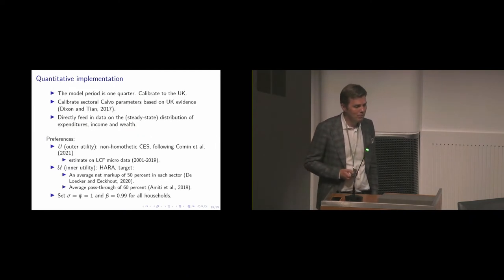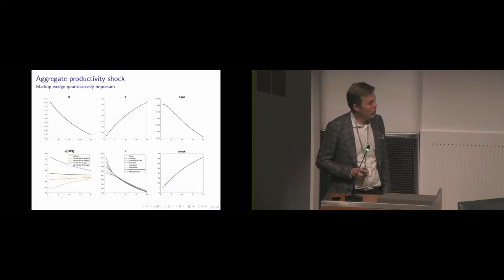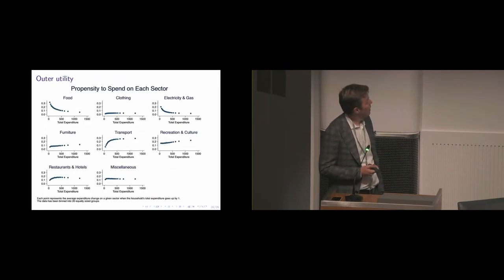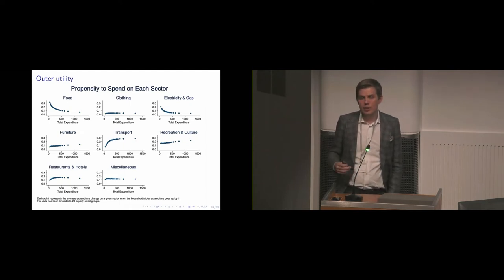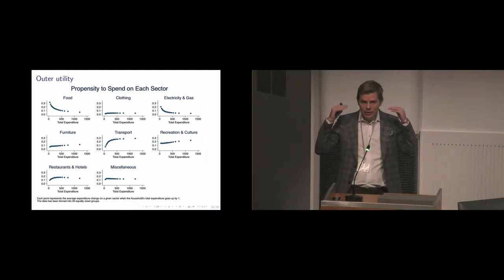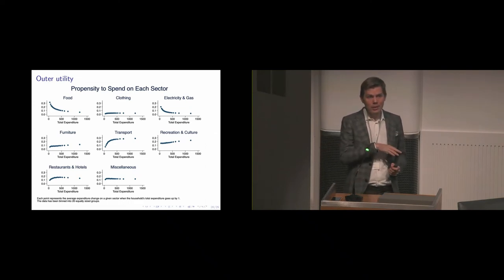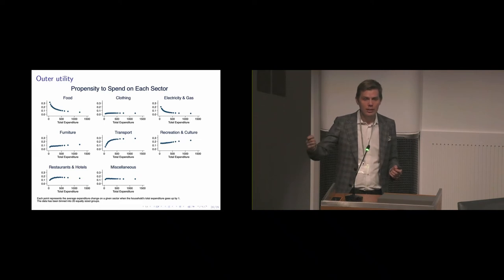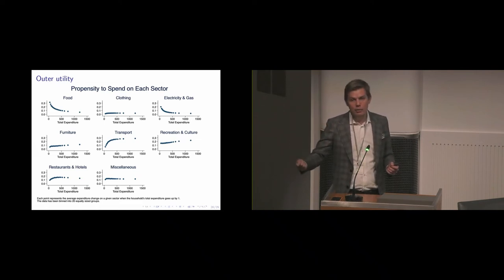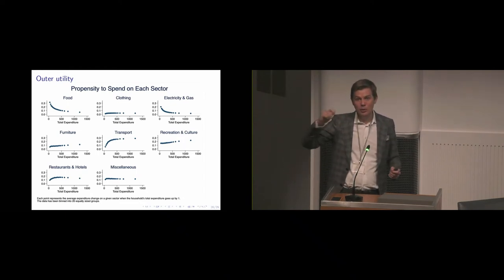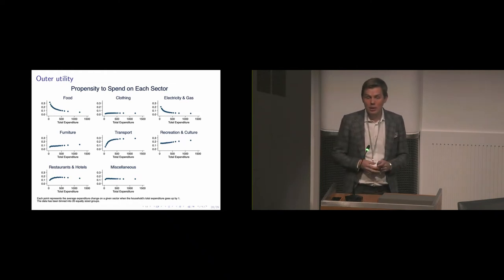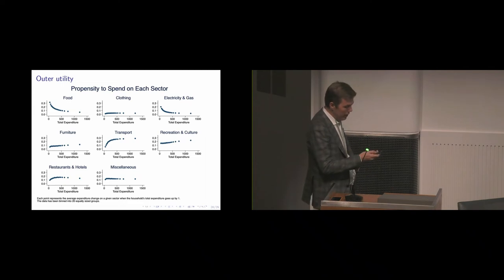Okay, so we apply the model to the UK. These are the estimated preferences, so we have basically fit Engel curves into the model. We do that using microdata on consumption expenditures. And in fact, one nice aspect of this model is that we can directly feed the distribution of consumption expenditures into the model. So say if our survey has a single mother in Blackpool who happens to have a large poorly insulated house but spends a lot on energy, we can actually just simulate the effect of a monetary policy shock on that particular person. We can directly feed the data into the model.